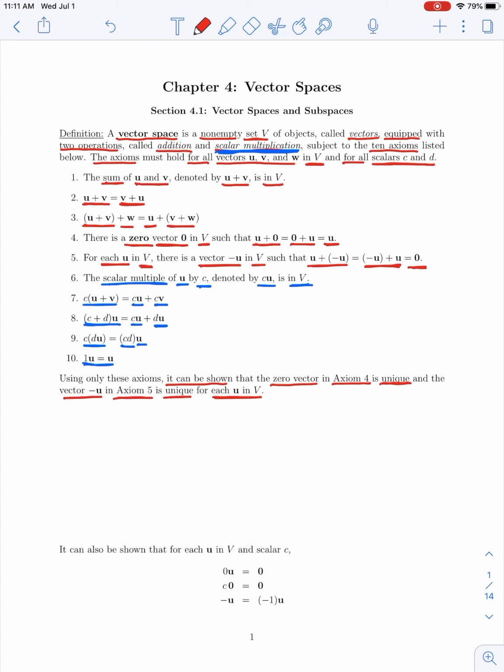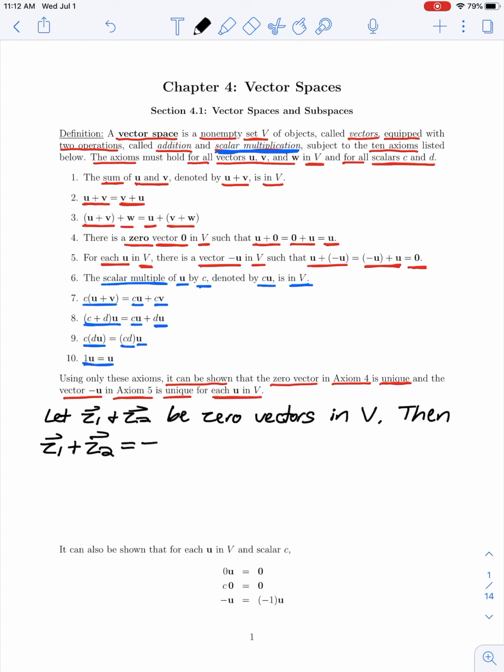So let's see if we can establish one of these results for uniqueness, at least one. So let's see if we can establish uniqueness of our zero vector. So let's suppose that we have two vectors. I'm going to call them z1 and z2, which will be zero vectors in some space V. Then I know if I were to take the sum of z1 plus z2, that would be equal to just z1.